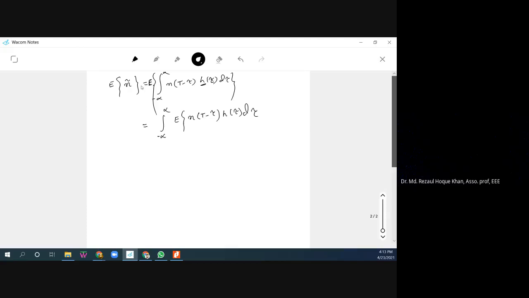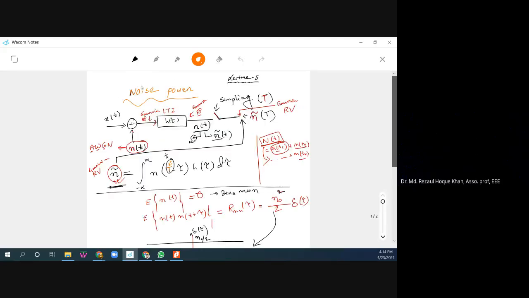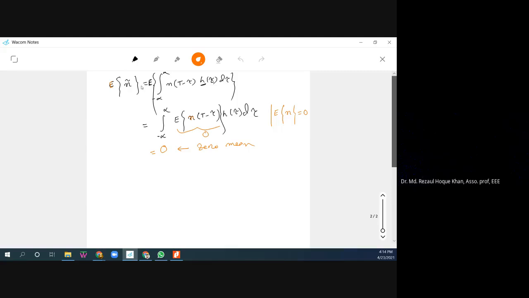Now for this expression, we know the expected value of n is 0, which means this will also be 0. So the expected value of the noise after the filter is 0. It's a 0 mean. 0 mean here at this point, at this point, at this point, the signal will be 0 mean.